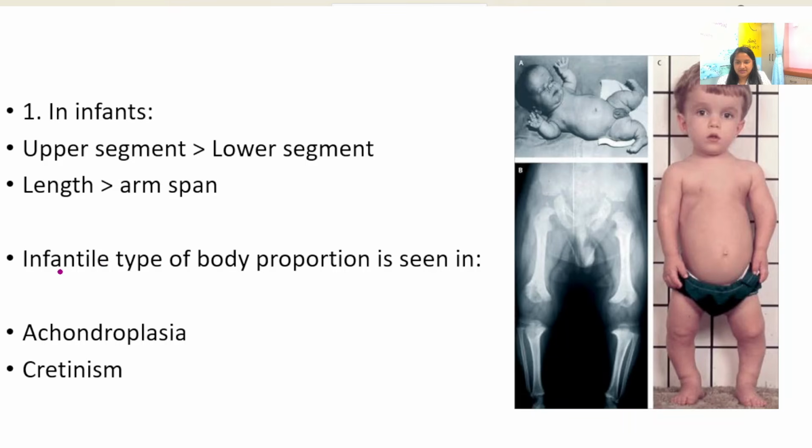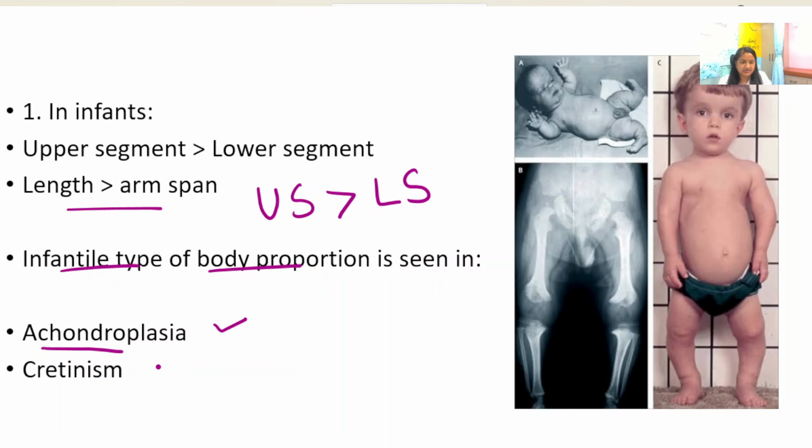So what is infantile type of body proportion and where is it seen? It's seen in achondroplasia. Infantile type means the upper segment is longer than the lower segment in infants and the length is more than the arm span. This is seen in achondroplasia and in cretinism.